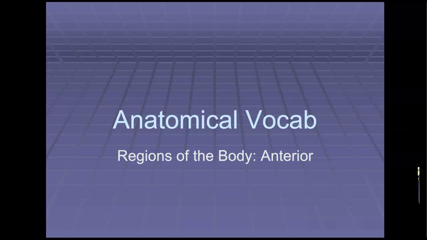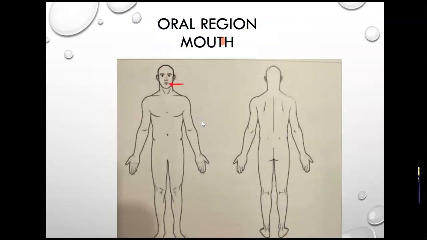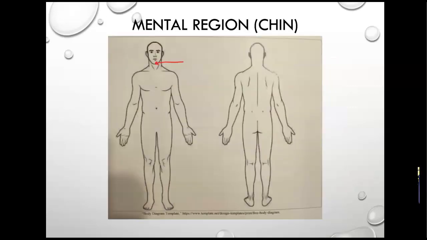All right, last is looking at regions of the body. So these are going to be various regions that we give specific names to. Some of them will make sense, some of them will be new to you. But when we talk about the eye socket, we call that the orbital region. When we talk about the mouth, we call that the oral region. And most of these regions are also further divided into other smaller subregions. When we talk about the chin, we call it the mental region.